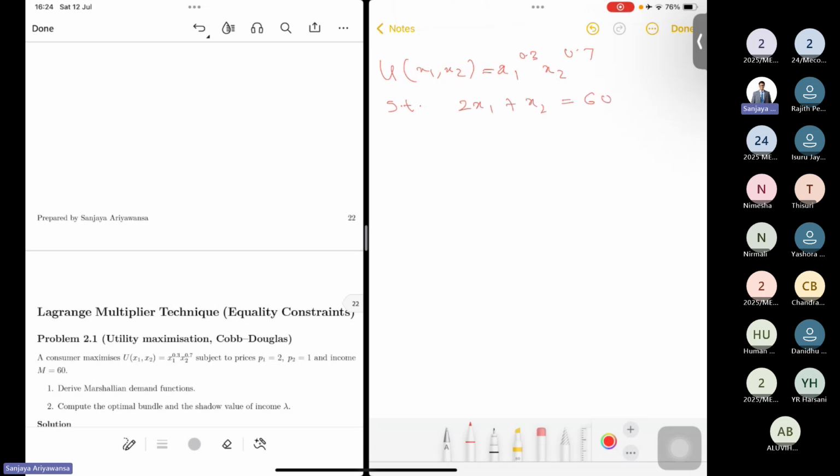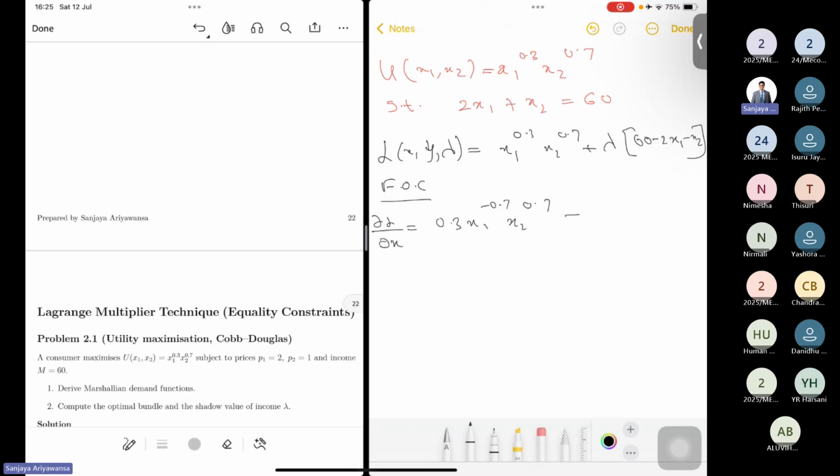So what's the first thing you do? You would write down your Lagrangian L of x1, x2, lambda equals your objective function x1 to the power 0.3, x2 to the power 0.7, plus lambda times (60 minus 2x1 minus x2). And then you write down your first order conditions. You partially differentiate your Lagrangian with respect to x1. Here I would get 0.3 times x1 to the power minus 0.7 times x2 to the power 0.7, minus 2 lambda, and I set it equal to 0.